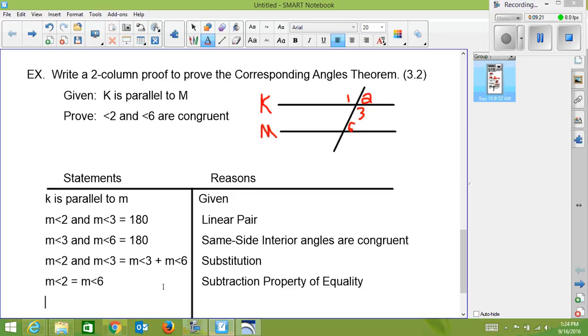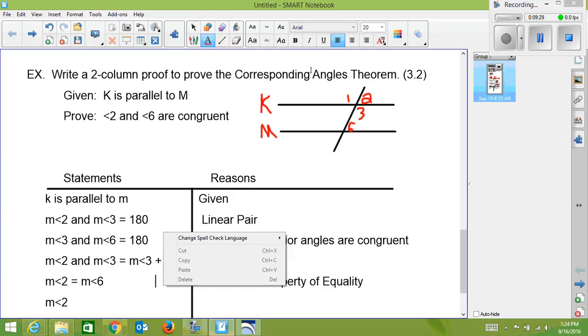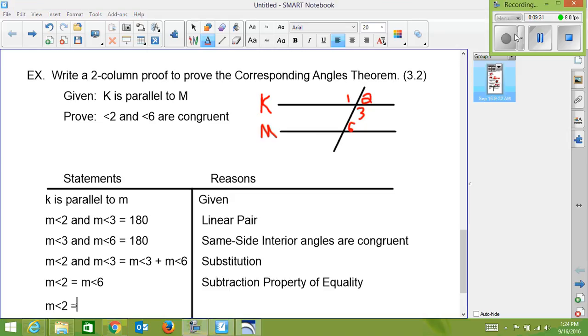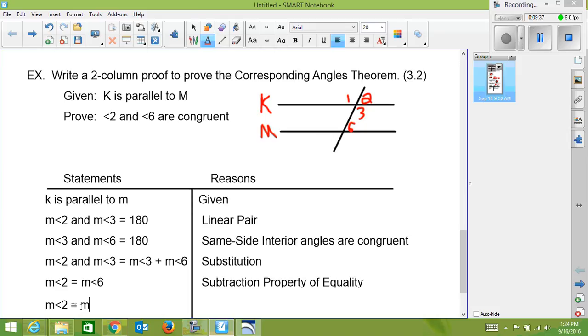So what's left to say here? That the measure of angle 2 is congruent. Sorry about that, I had to find the congruent mark there. Is congruent to the measure of angle 6. And how do I know that? It's the definition of congruence. What does congruence mean? It means that they're equal.